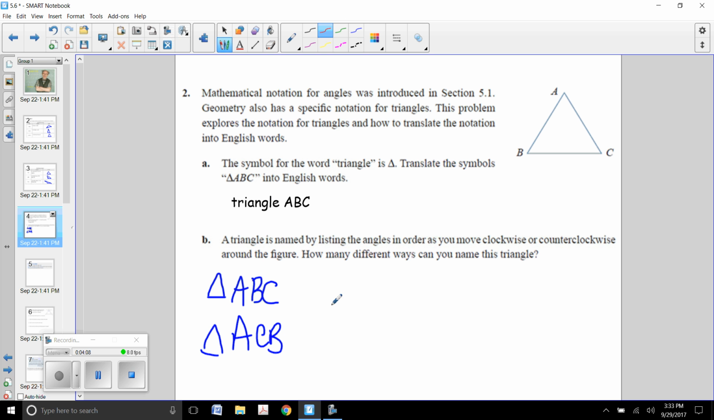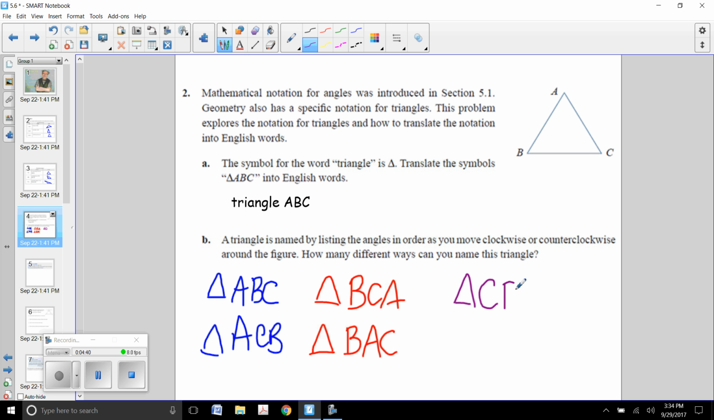We could also start with point B, and if we went counterclockwise, that would be triangle BCA. Or if we started with B and went clockwise, it would be BAC. Or we can start with corner C, vertex C. And if we went counterclockwise, it would be CB. Well, I guess that is clockwise. If we went clockwise, we would go CBA.